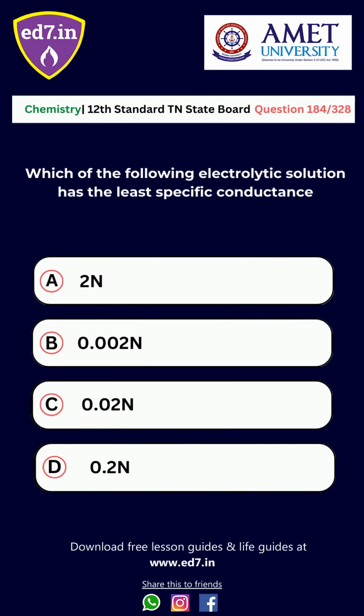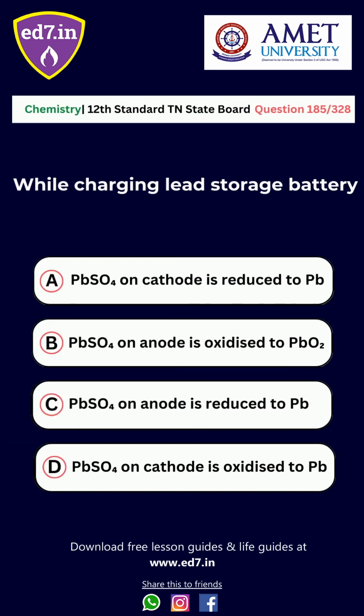Question number 184. Which of the following electrolytic solutions has the least specific conductance? Option A, 2N; option B, 0.002N; option C, 0.02N; option D, 0.2N. The correct option is option B, 0.002N.